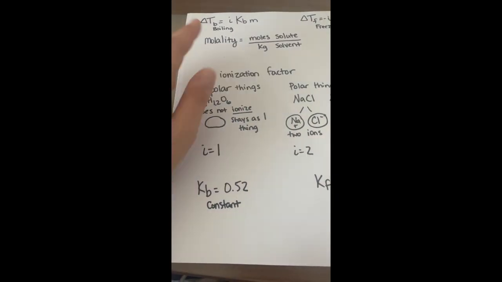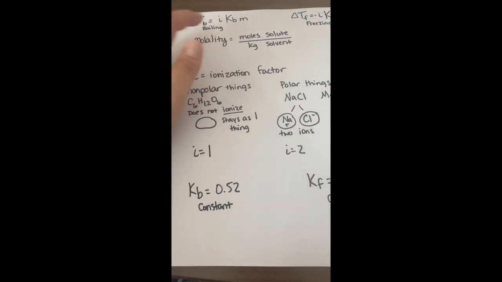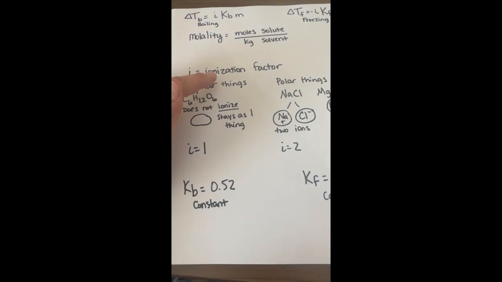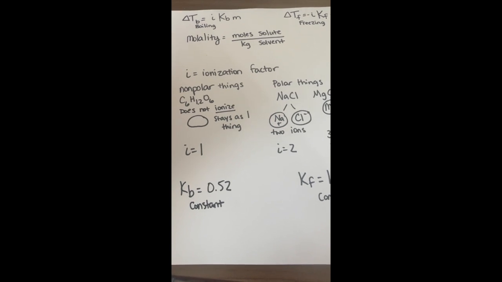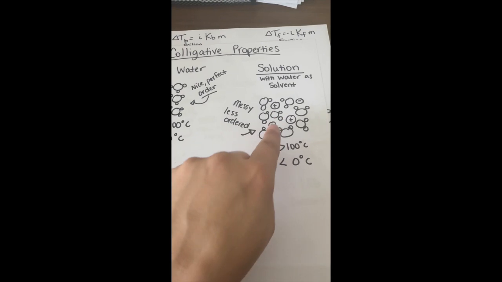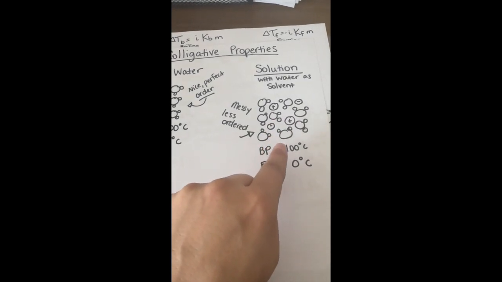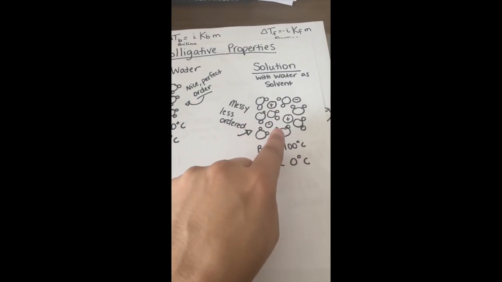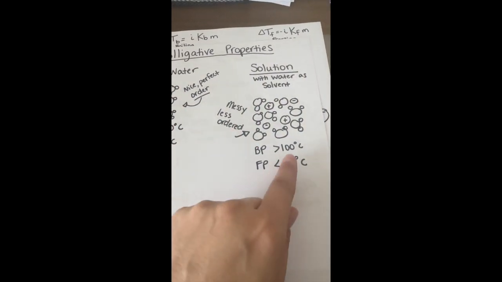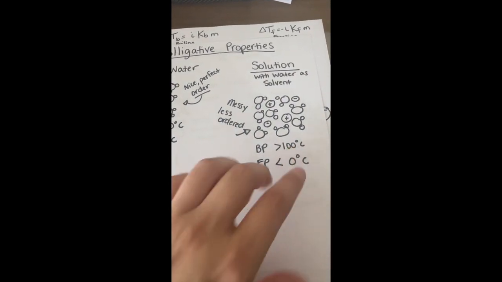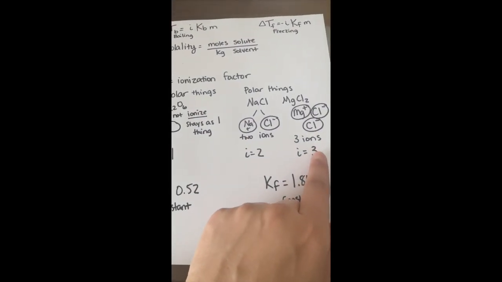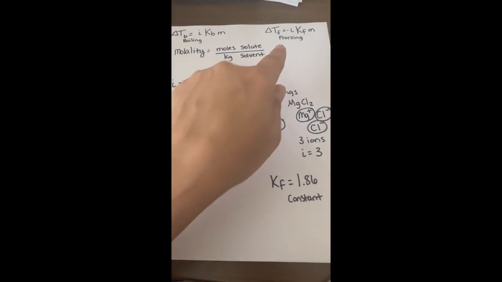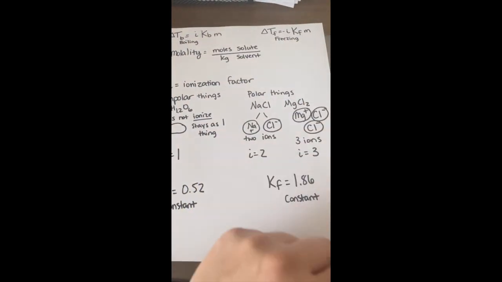Okay, that leaves us with this i. So i is what we call an ionization factor. It's a whole number, a unitless number. It just tells us how messed up our solution is. Remember, the more disordered this is, the more effect that's going to have on our boiling point and our freezing point. That's why if we have more ions, we're going to see this change in our temperature be even greater.